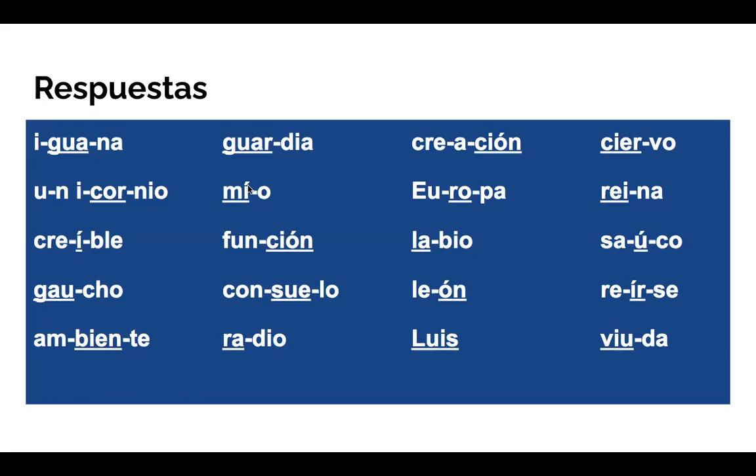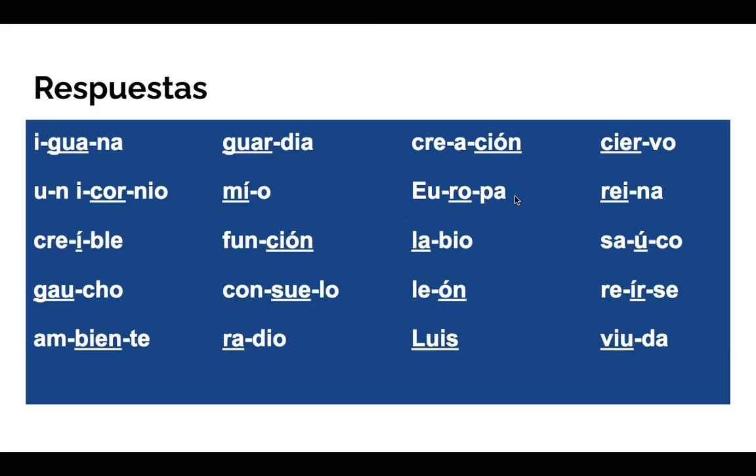Now, that's the first decision you have to make. Then if you go to the rule for agudas and llanas, it doesn't make sense anymore because this is llana, but it ends in a vowel. Okay, so it doesn't follow the rule for llanas. What's going on here is we're separating the weak vowel from the strong vowel by putting an accent on the weak vowel. Okay.